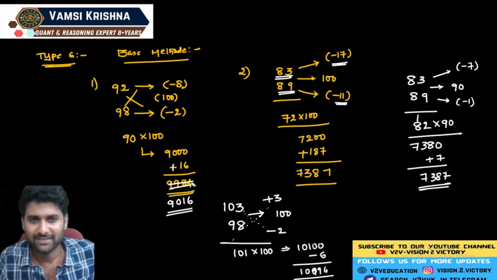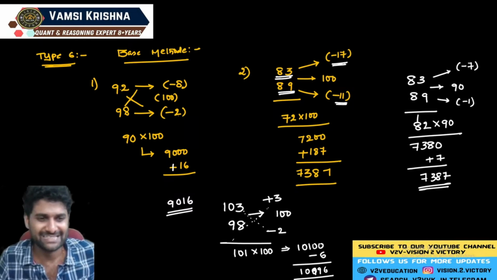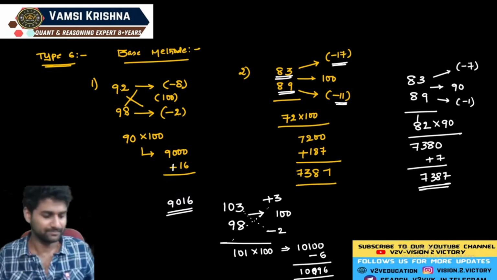Thanks, Akshay, for correcting me. Why? Because minus 8 minus 2 resultant is 16. Thank you, Nana. Last question.